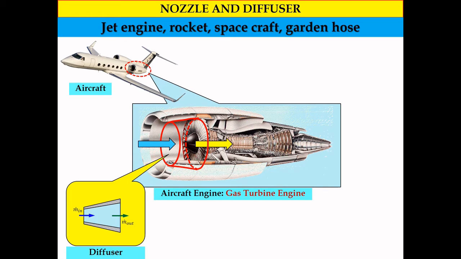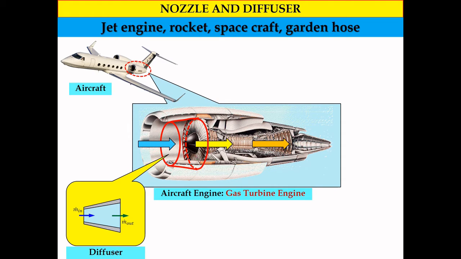Okay, so this is the simple schematic diagram for the diffuser, where we have mass flow rate in and also mass flow rate out, where we can see clearly the diameter of the cross section area at the inlet is smaller compared to the cross section area at the outlet of the diffuser.